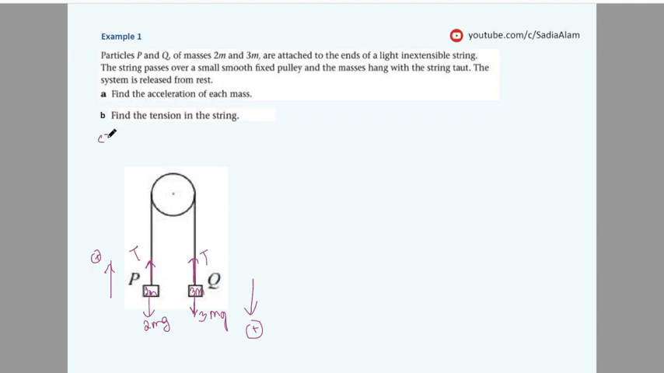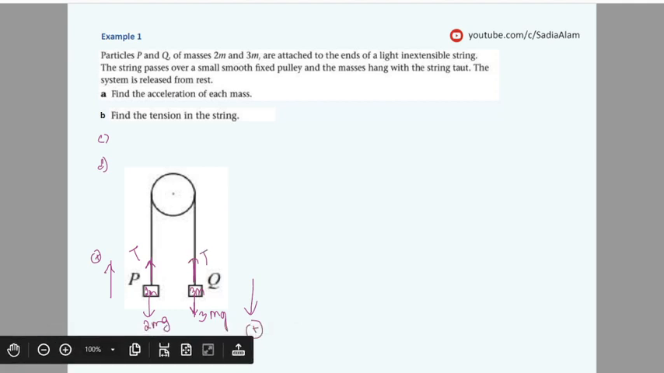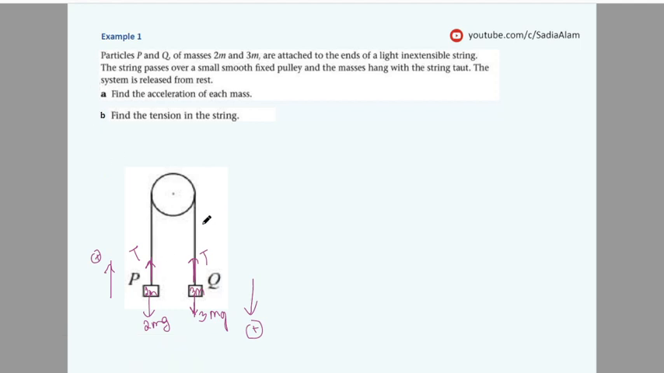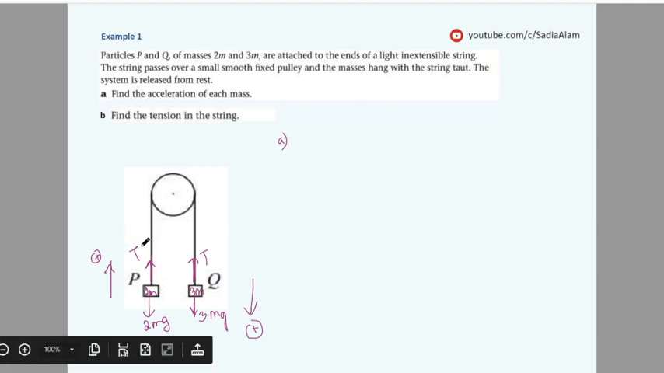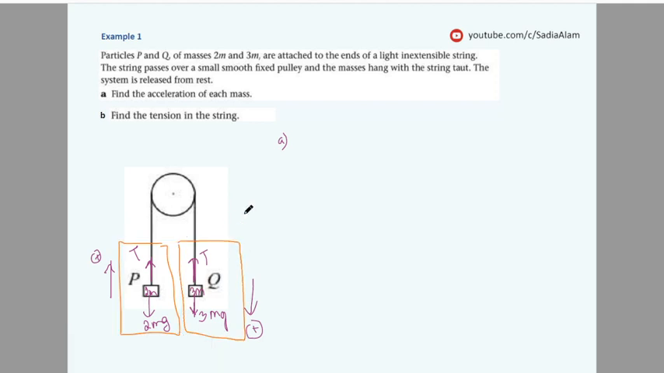Along with that, they will ask you about the later motion, like the string might break, P might hit the ground. So for the time being, I'm skipping those parts. I'm just focusing on finding tension and acceleration so that it's easier to grasp the concept first. So I will write two different equations of motion for particle P and for particle Q. So let me start with P, and then I will take Q.